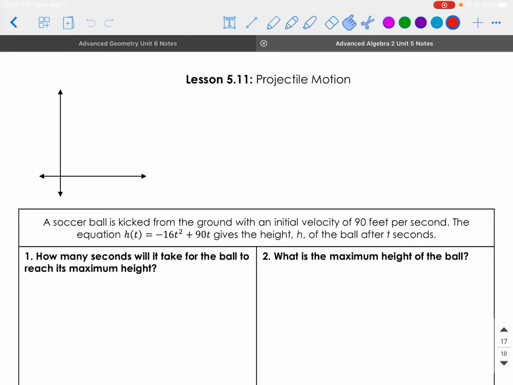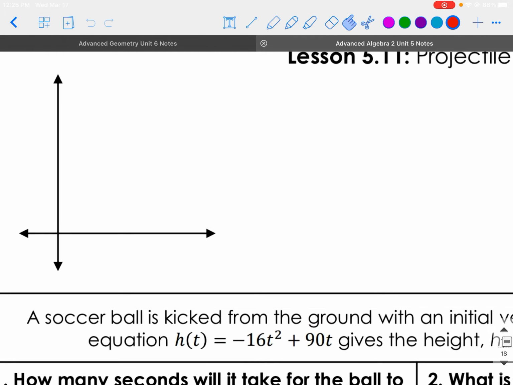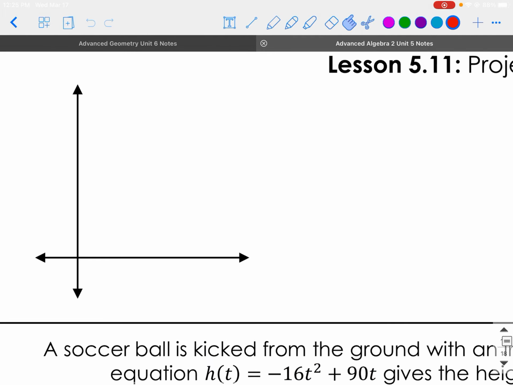Hey guys, in this video we're going to be finishing up Unit 5. We are almost done with this super long unit, and this lesson is some application type problems, real world scenarios, and they all have to do with projectile motion. So throwing objects into the air and seeing their height and how long it takes them to come back down. I'm just going to look at a graph here really quickly and give you an idea of how this goes back to quadratics.